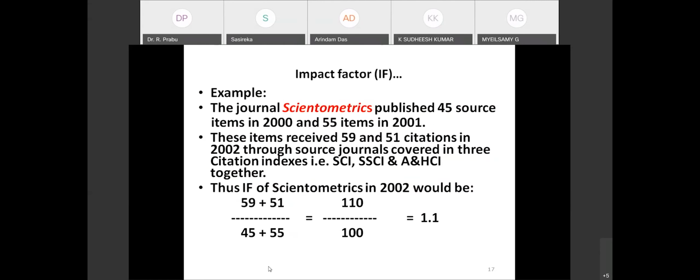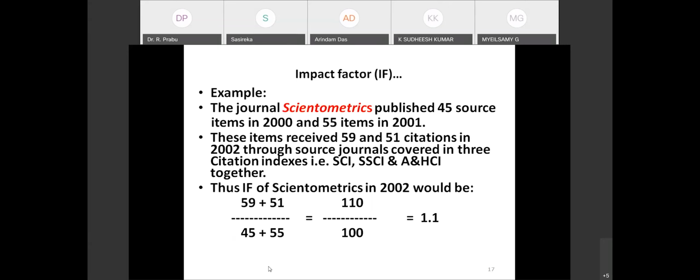Here I have given an example. See the journal Scientometrics. This is one of the very good journals, which is published by Springer. When you visit SpringerLink, you can find these journals. We want to know the impact factor of this journal. This journal published 45 source items in the year 2000 and 55 items in the year 2001. The 45 items received 59 citations, and the 55 items published in 2001 received 51 citations.